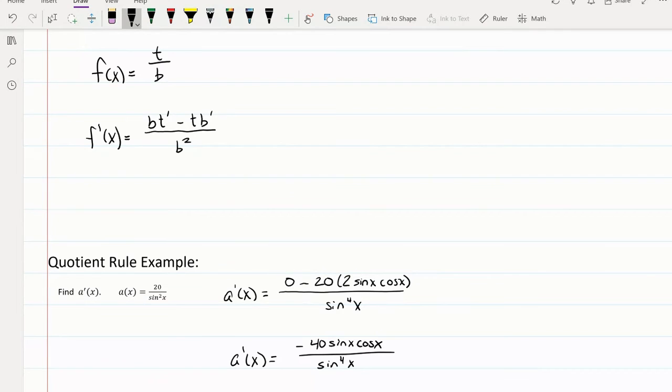Some of you might recognize in this second to last step the 2 sine x cosine x as one of our trig identities for our double angle. You could rewrite this function as negative 20 times the sine of 2x over sine to the fourth of x. I recommend going this way because, as Mr. Buxton said before, if you're taking a second derivative, we want to try to keep things simple. So you can leave it like this, but completely simplified, we would have negative 40 cosine x over sine cubed x as our final answer.